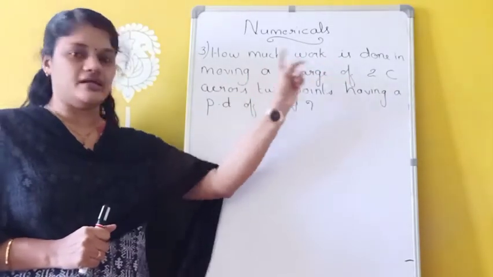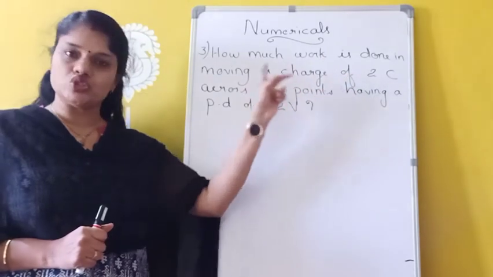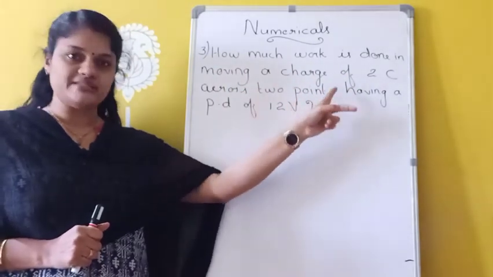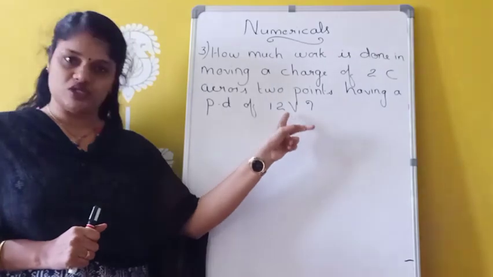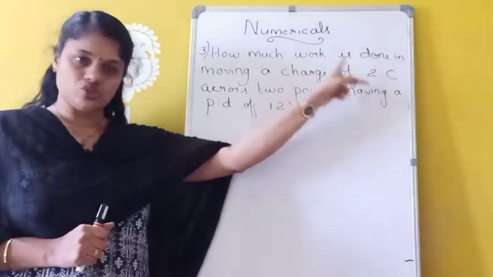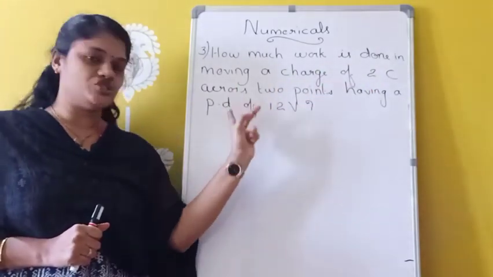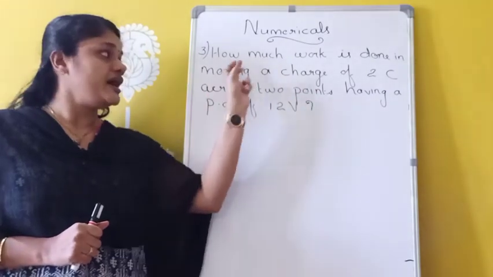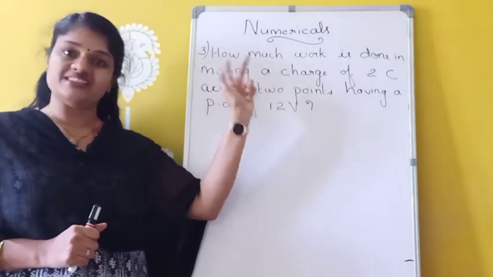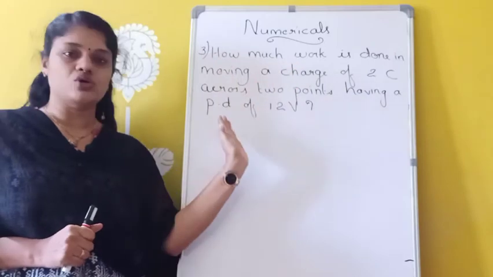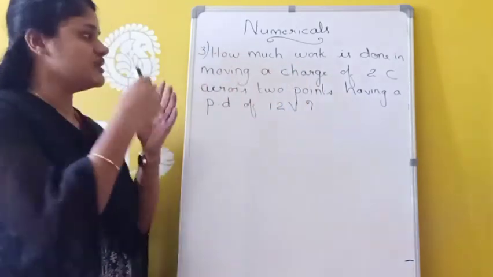Third problem. How much work is done in moving a charge of 2 coulomb across 2 points having a potential difference of 12 volt? So the charge is given as 2 coulomb and the potential difference between the 2 points is given as 12 volt, and we have to find how much work is done in moving this charge from one point to another point.